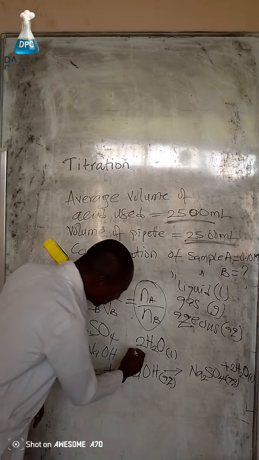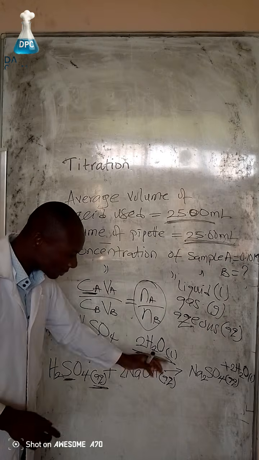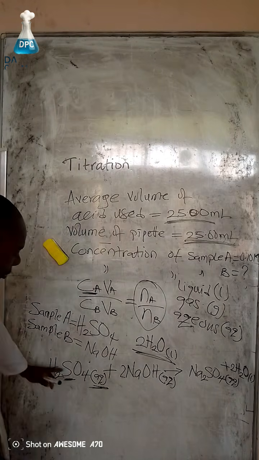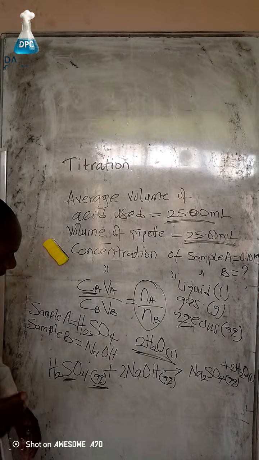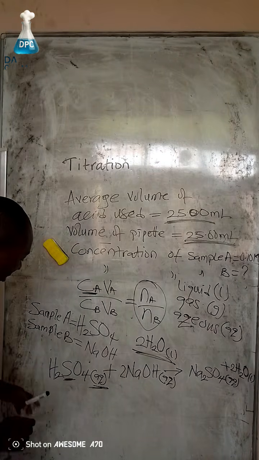In subscript form. This is how it's supposed to be written. Now, having said that, it's very clear. Now we have a balanced chemical equation. Now we can look at the mole ratio. What is the mole ratio?